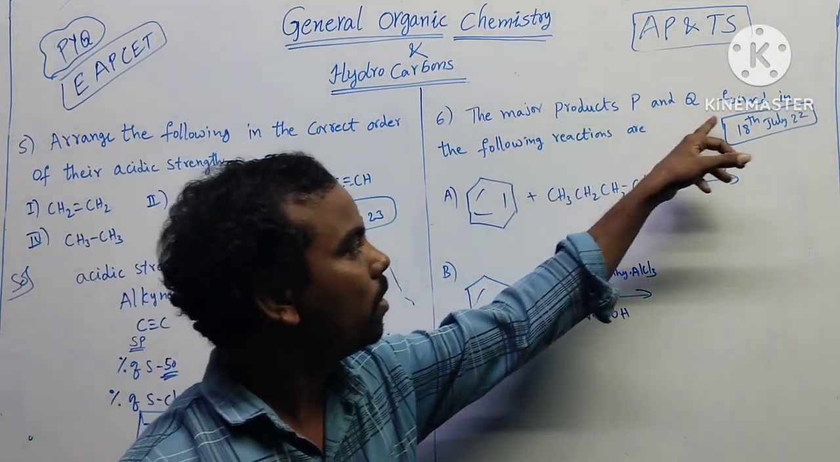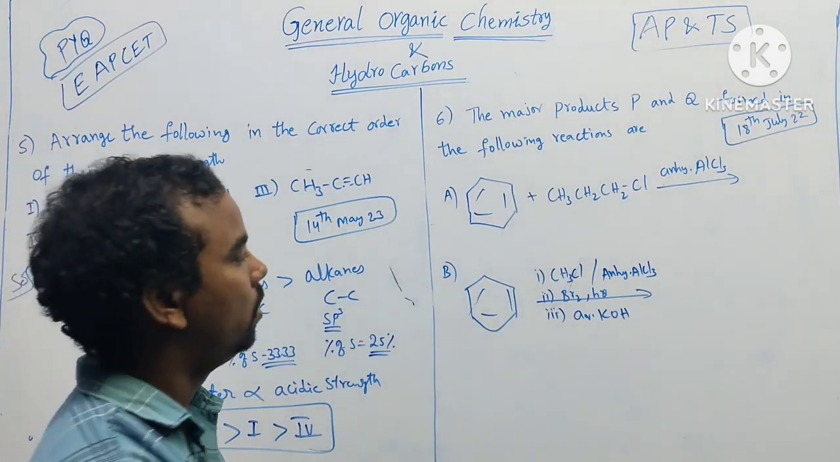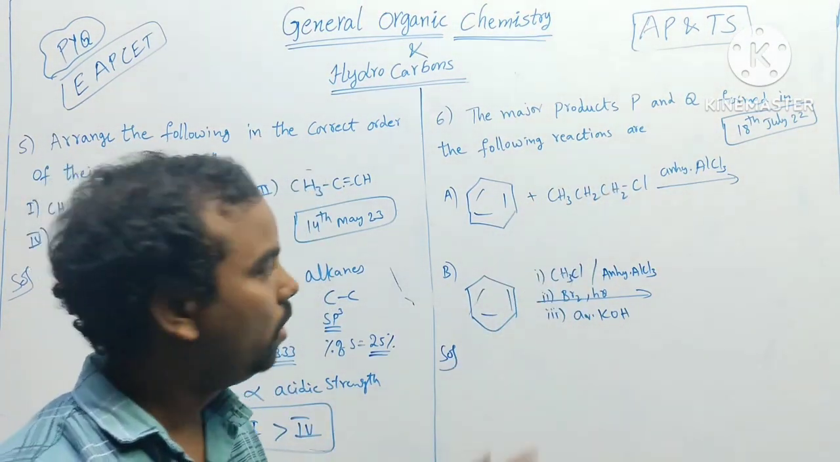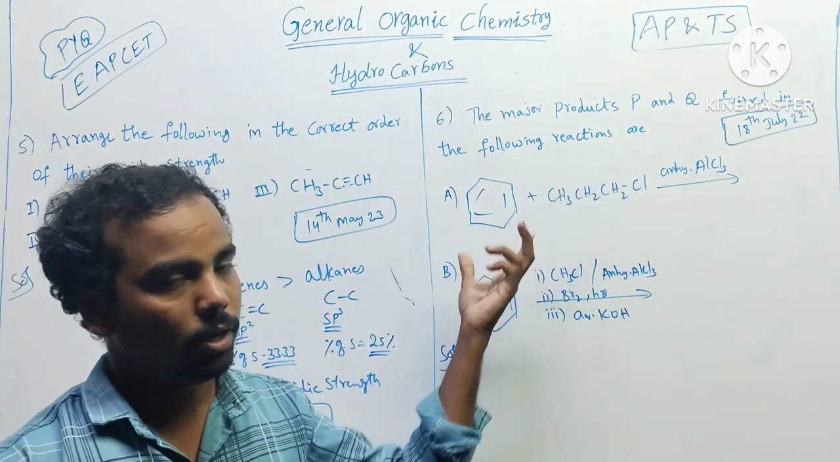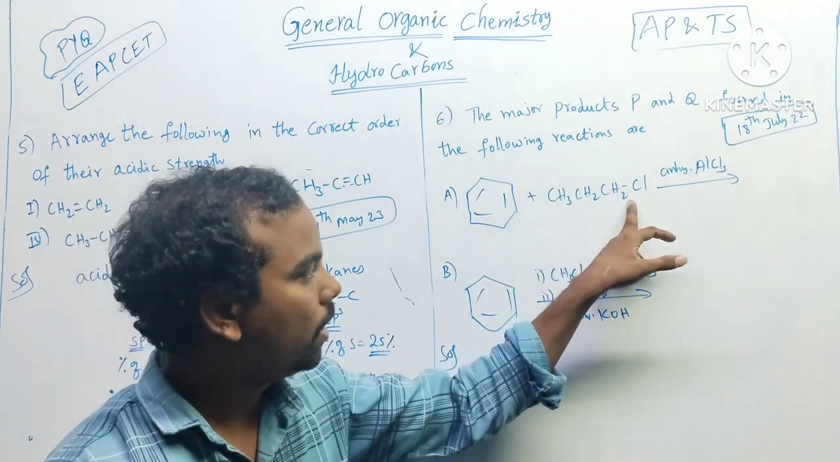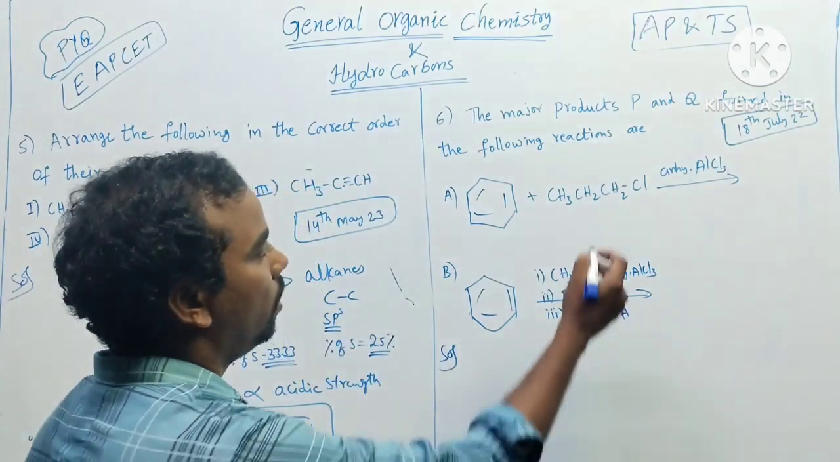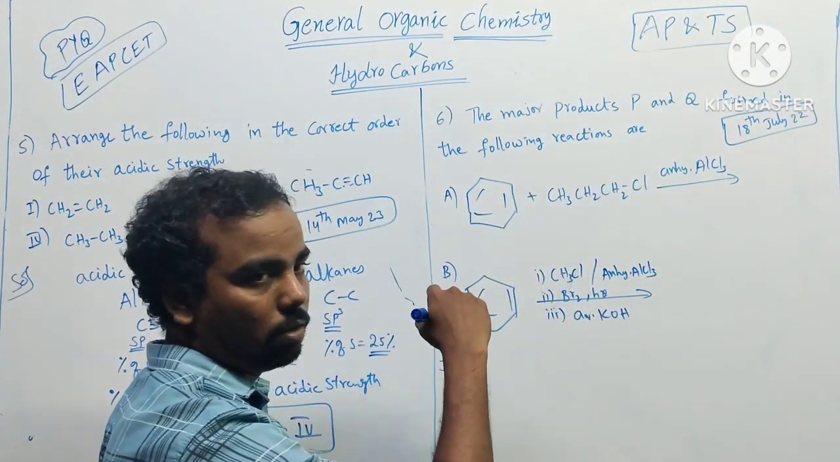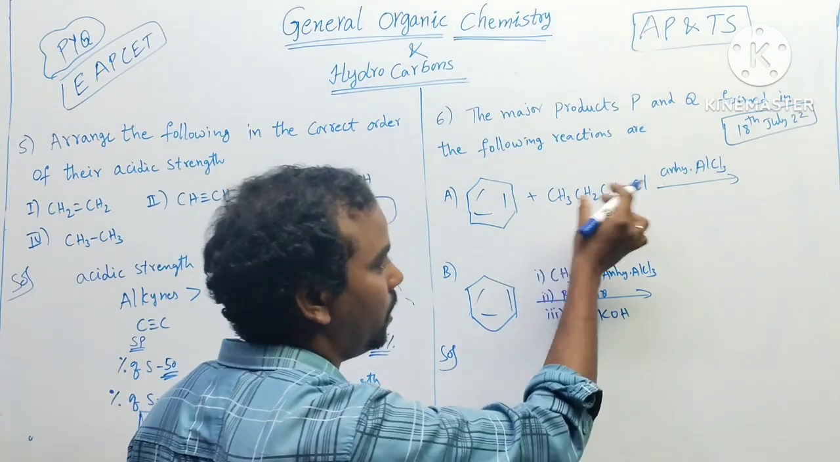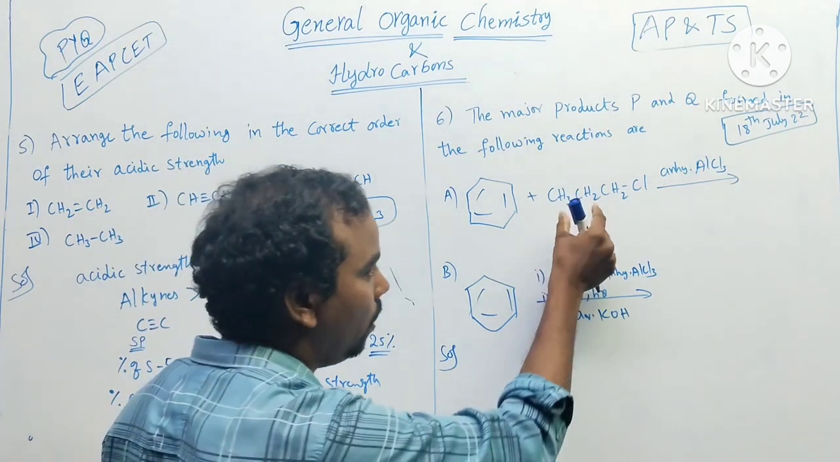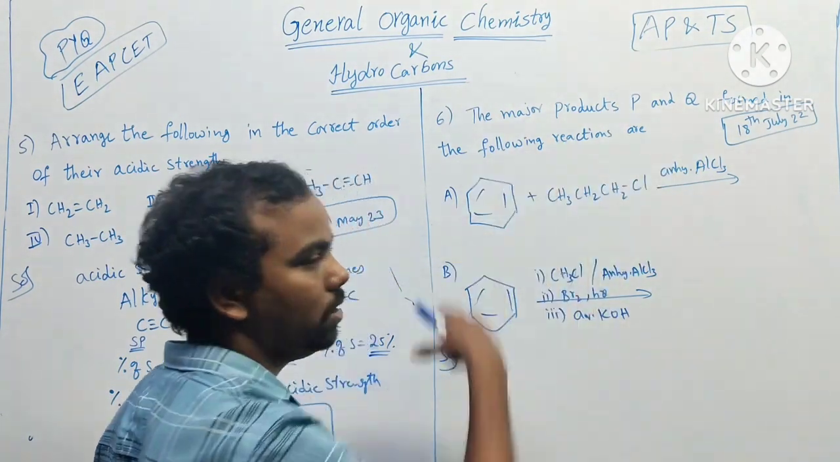If you observe the next question, the major products P and Q formed in the following reactions are very easy. It is the benzene properties. Already you learned benzene chemical properties in first year. Benzene reacts with alkyl halide in the presence of catalyst anhydrous AlCl3 and forms alkyl benzene. If CH3Cl is present, then methyl benzene is formed. If an ethyl group C2H5 is present, ethyl benzene is formed.